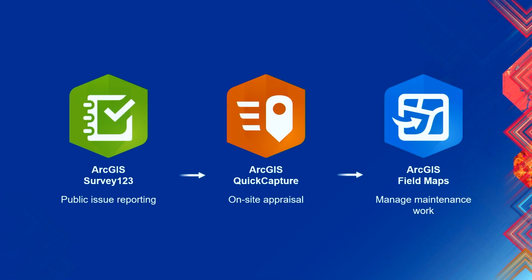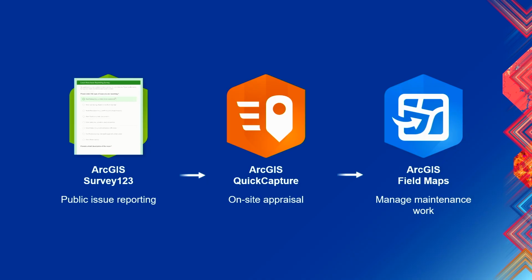So just to provide a little bit of a summary of what I've just shown here. So we started out in ArcGIS Survey123 for our public issue reporting. Survey123 was a great choice for this because not only is it an easy-to-understand survey-based interface, but it also gives us a lot of options for controlling how that survey is shared with the public.